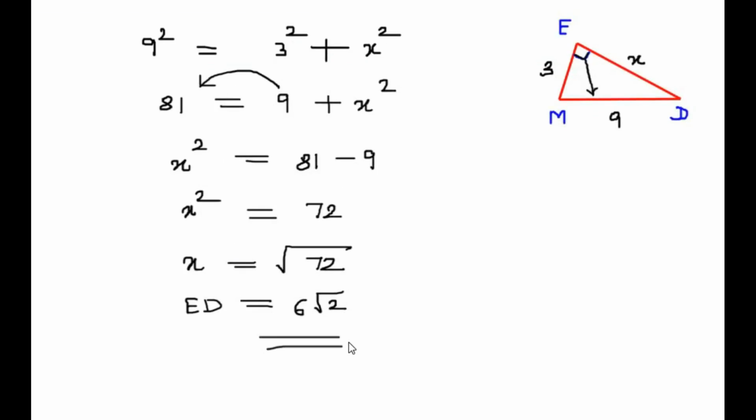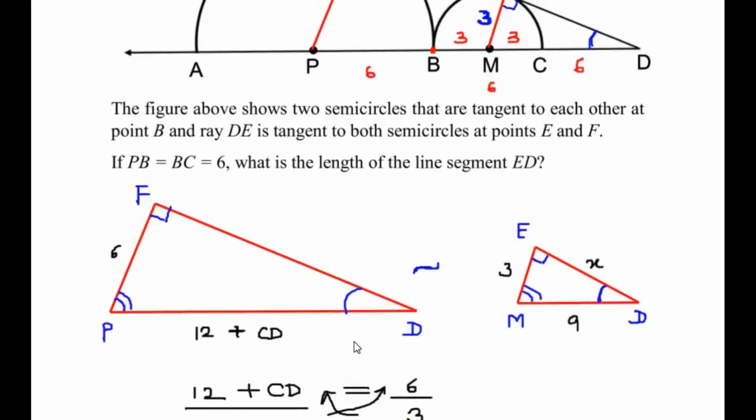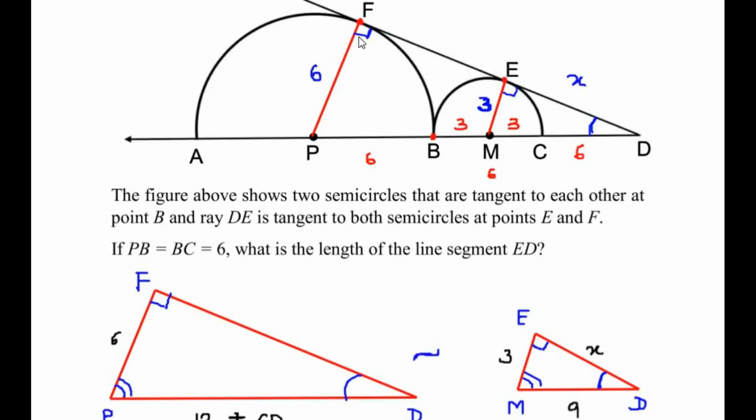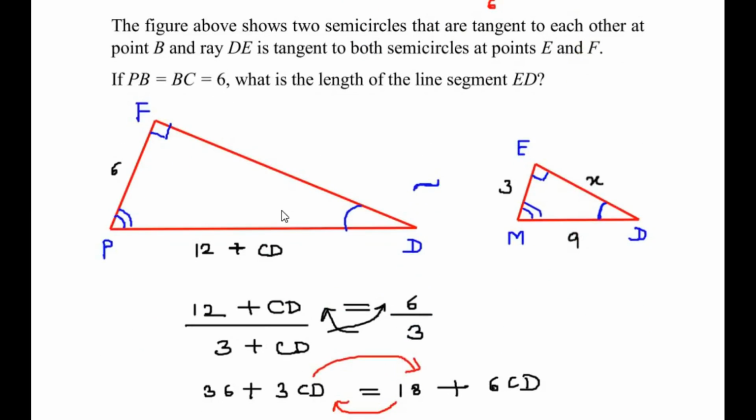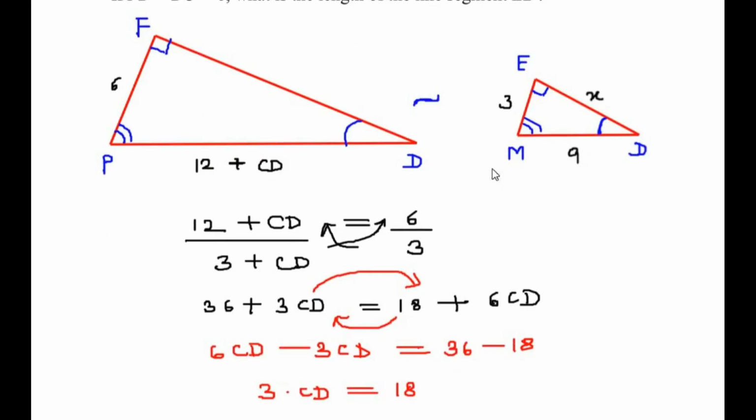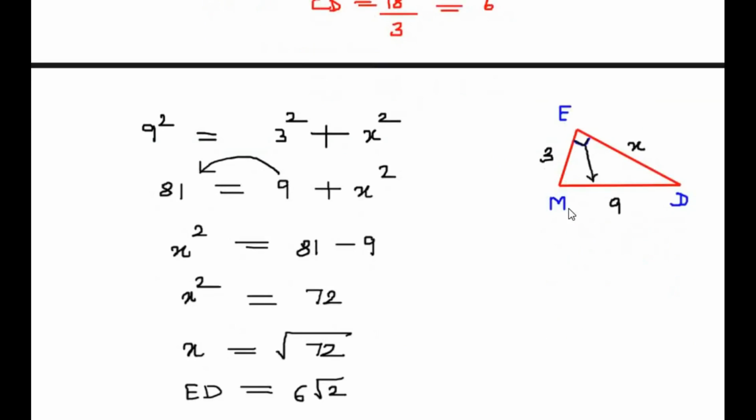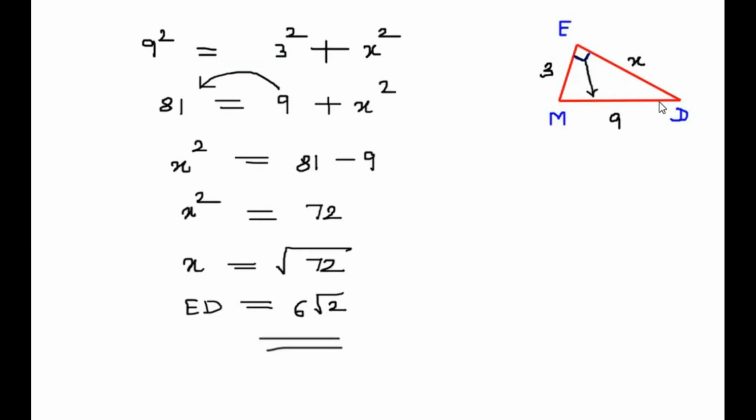So to solve this, we have made use of the concept of similar triangles, and we also made use of the circle theorem, that is the radius tangent theorem. And using that theorem, we have proved that the two triangles are similar. And once we found out they are similar, we used the concept that corresponding sides of similar triangles are proportional. And then finally, we used the Pythagoras theorem to get the value of ED from the smaller triangle EMD.